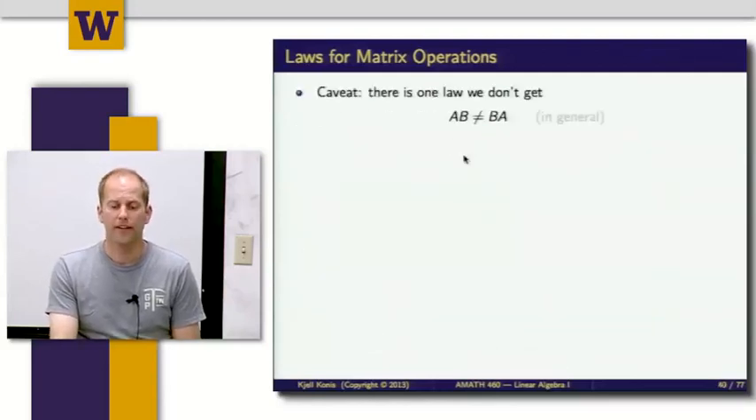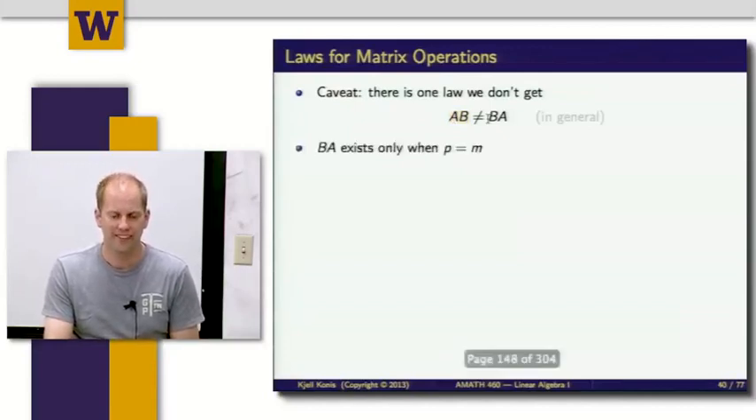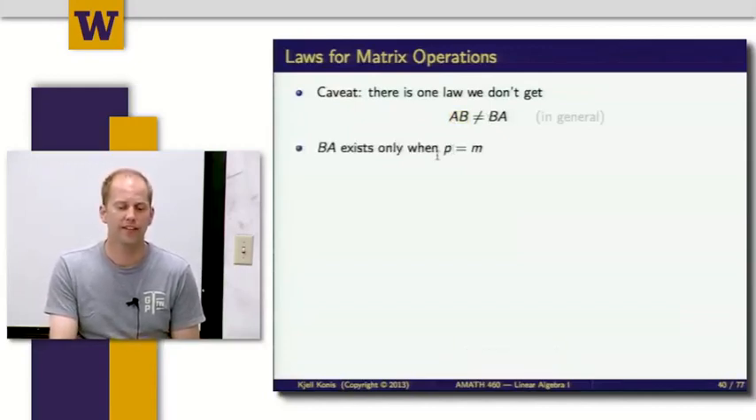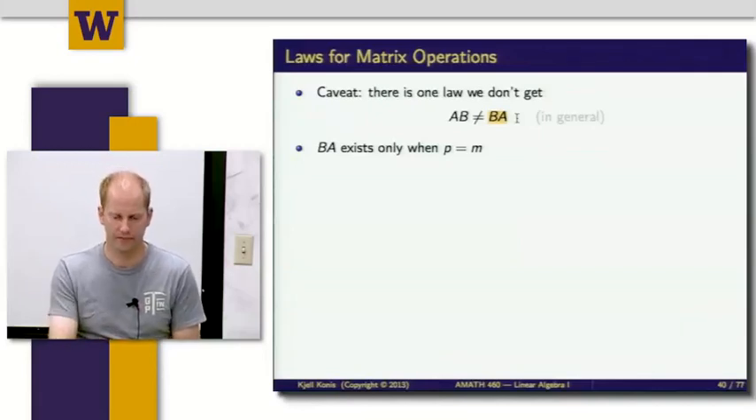So one law we don't get is a commutative law for matrix multiplication. Almost all the time, A times B is not even equal to B times A. And it's even worse than that. Remember A is an M by N matrix, and B is an N by P matrix. If P is not equal to M, then I can't even do this operation, because the dimensions won't line up when I switch the order.